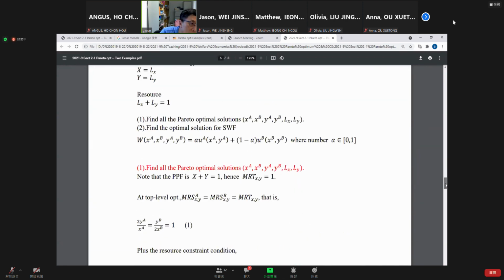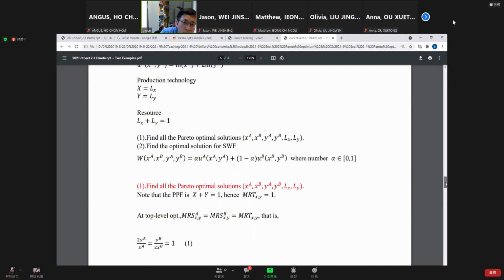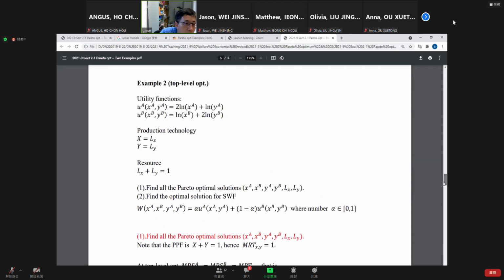Okay, now let's turn to another example. Clearly, this example is expanded from the first example. In the first example, we are dealing with part of this problem, in the sense that we only care about this part, given the preference and some goods X and Y.